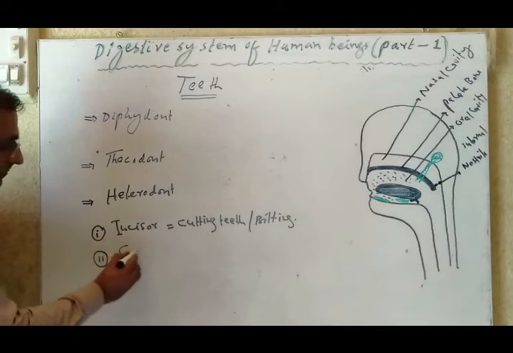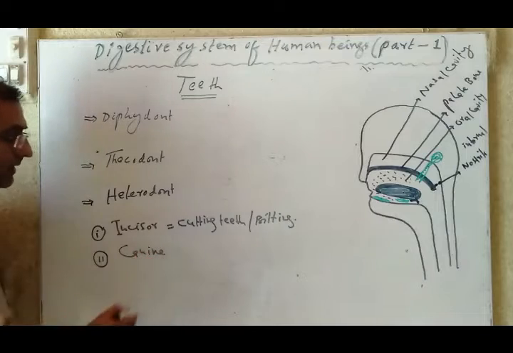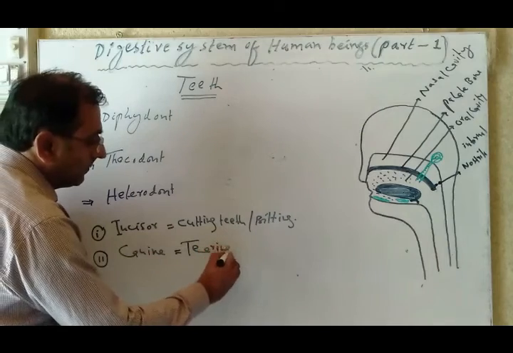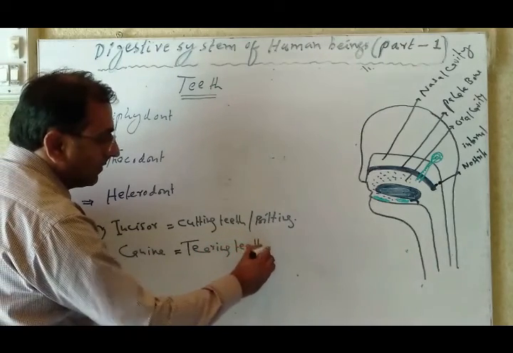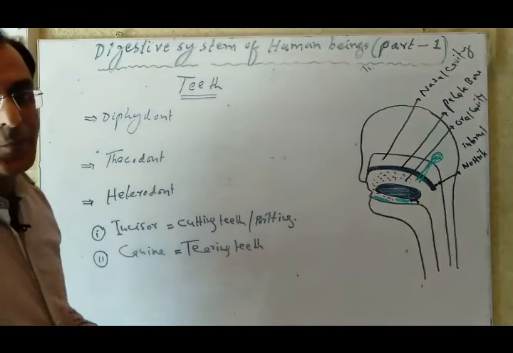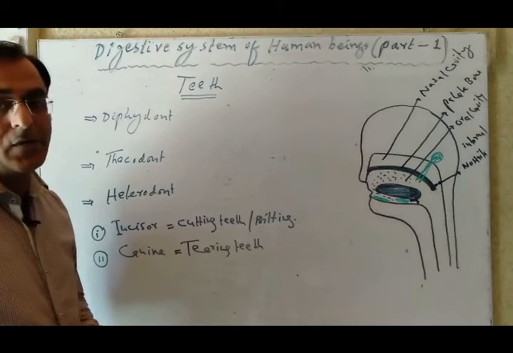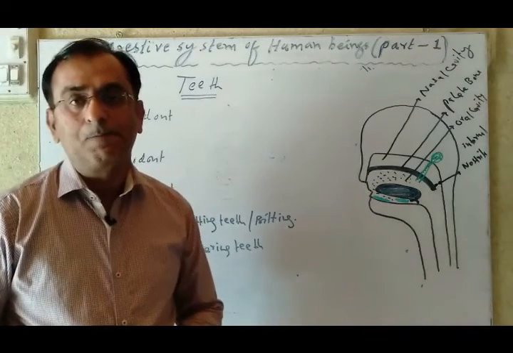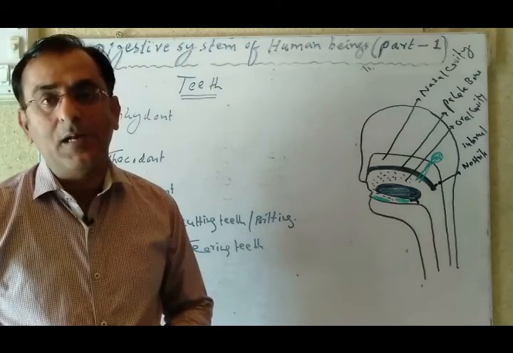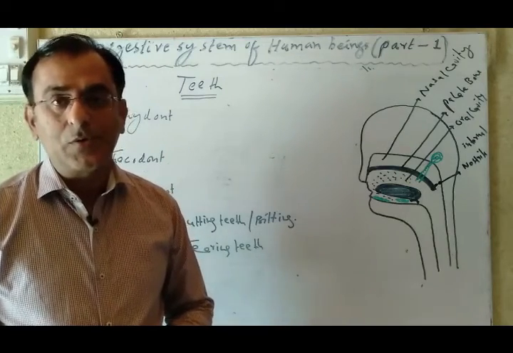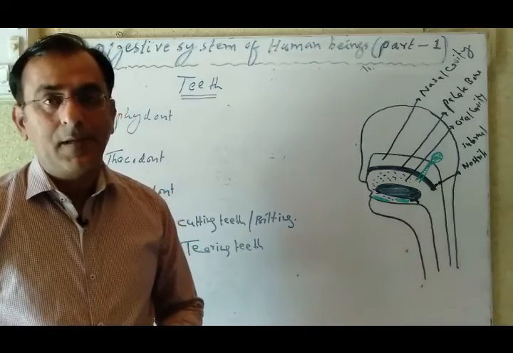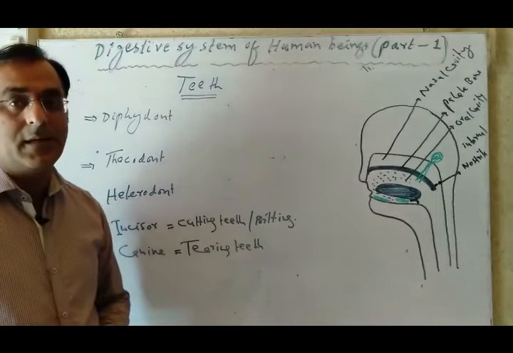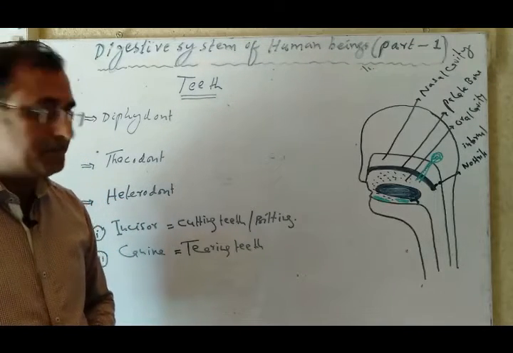Number two, canine, they are known as tearing teeth. These teeth have a sharp pointed end, so they are used for the tearing of the meat. These canine teeth are well developed in carnivorous animals, which use them to kill the prey and tear the flesh, while in human beings these canine teeth are intermediate.